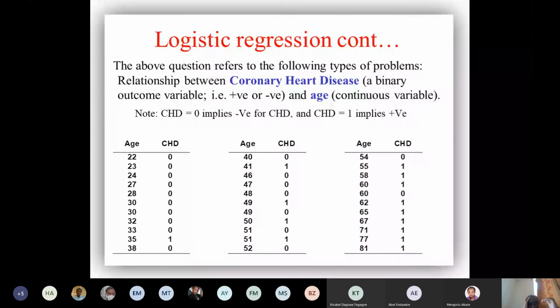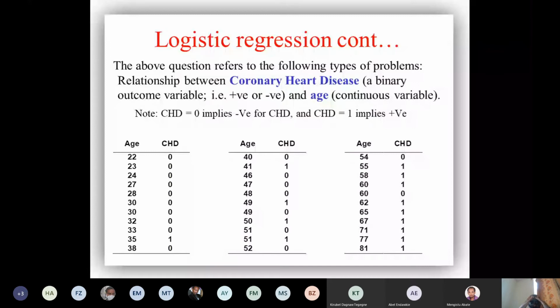As you can see, the first column is the younger group. Let us label it like that. Their age ranges from 22 up to 38. The middle one is the middle age group, from 40 to 52. And the third group is the older group, from 54 up to 81. So we have 3 groups: young age, middle age, and old age.